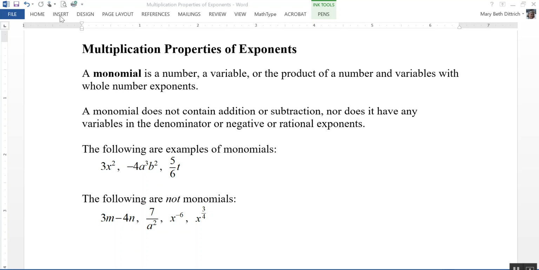Here are some examples of monomials: 3x squared, negative 4a cubed b squared, and 5/6 t. The following are not monomials. 3m minus 4n, that's not a monomial because it has subtraction. 7 over a squared, that's not a monomial because it has a variable in the denominator. X to the negative 6th, that's not a monomial because it has a negative exponent. And x raised to the power of 3/4, that's a rational exponent, so that is not a monomial.